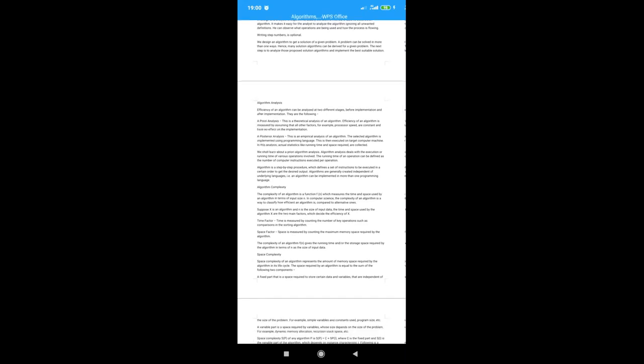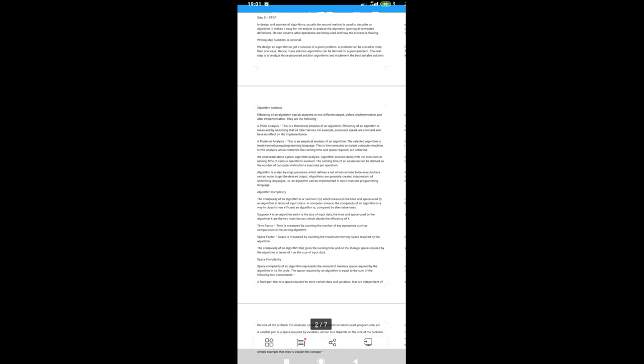The complexity of an algorithm is a function f(n), which measures the time and space used by an algorithm in terms of input size n. In computer science, the complexity of an algorithm is the way to classify how efficient an algorithm is compared to alternative ones.